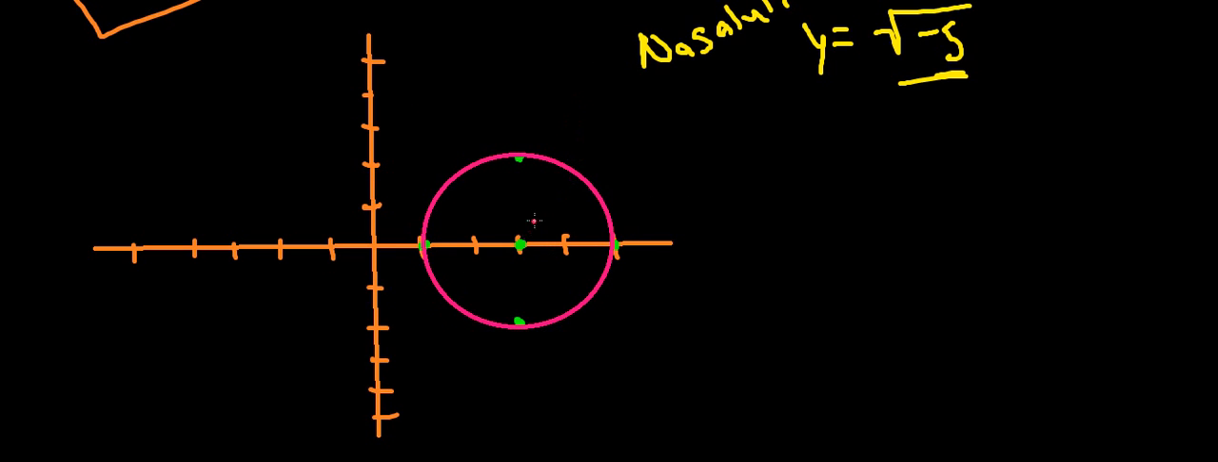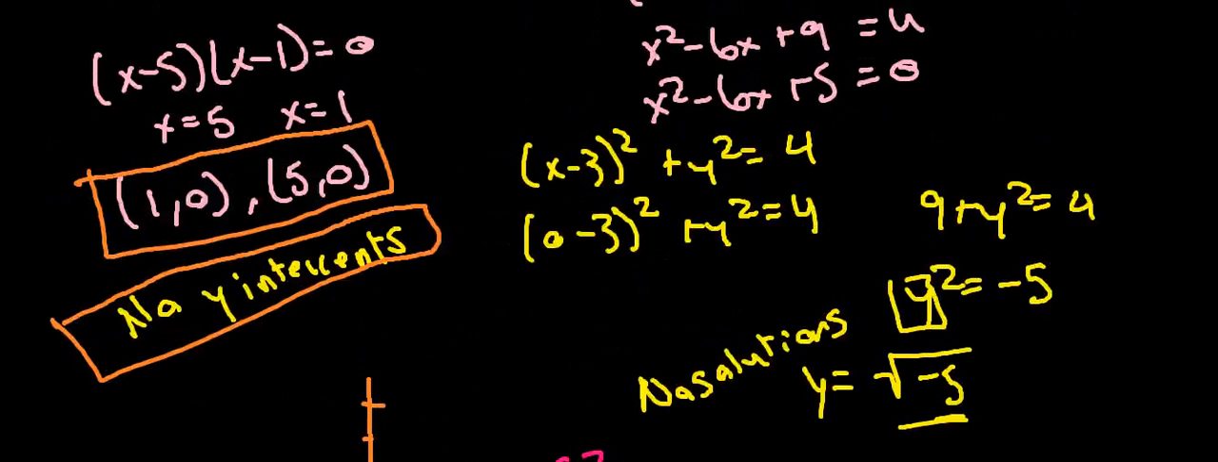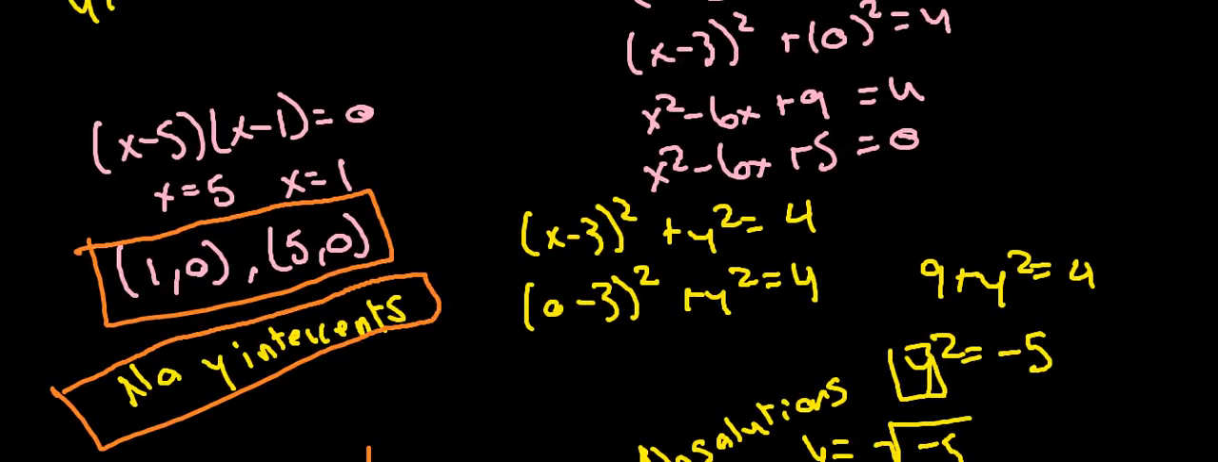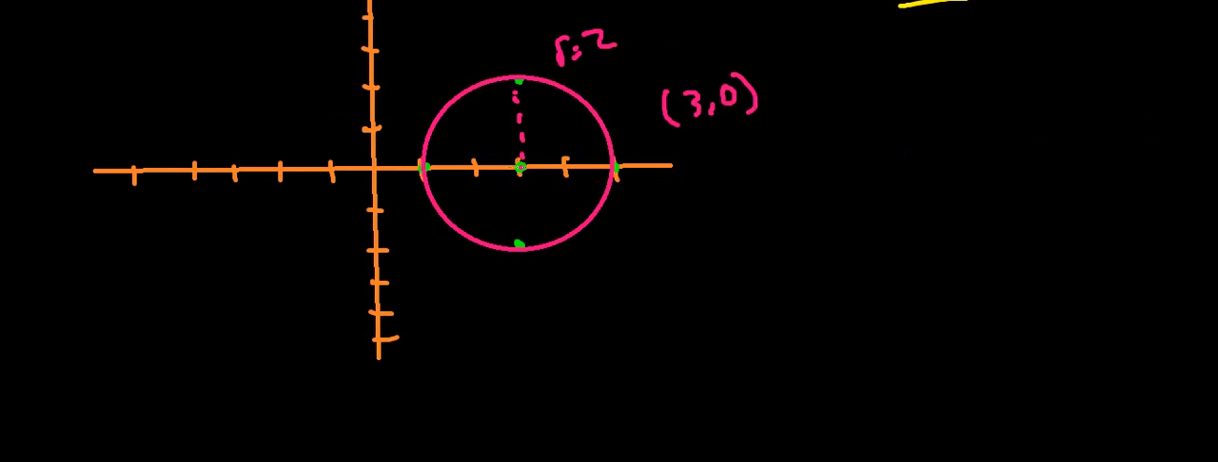And here we have our, remember our center is 3, 0, and our radius is equal to 2. And see how it does not intersect the y-axis at all. And remember, we found our x-intercepts, which are 1 and 5. We go over, this is 3, 1, 2, that's 1, 0. And we go over 2 from 3, 0, 1, 2, that's 5, 0. So our intercepts are correct.